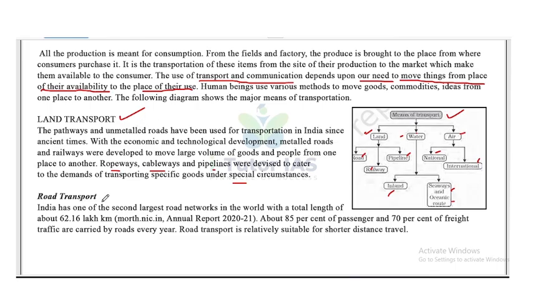First one, it consists of road transport. India has the second largest road network in the world with a total length of about 62.16 lakh kilometers. About 85% of the passenger and 70% of the freight traffic are carried by roads every year. The road transport is relatively suitable for shorter distance travel. So it is mainly useful for short distance travel.